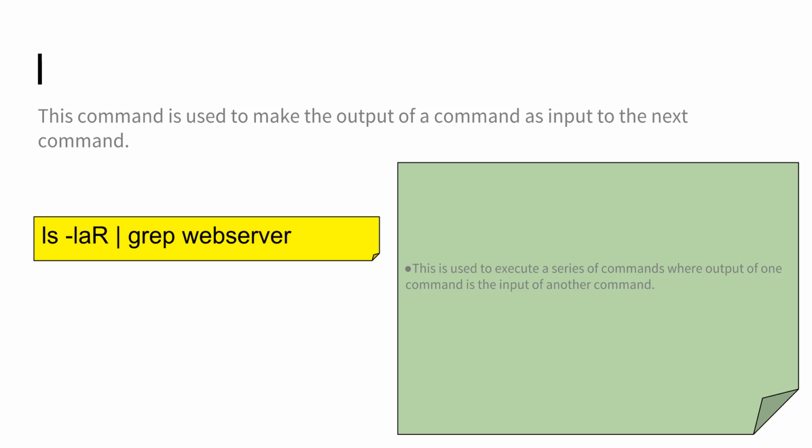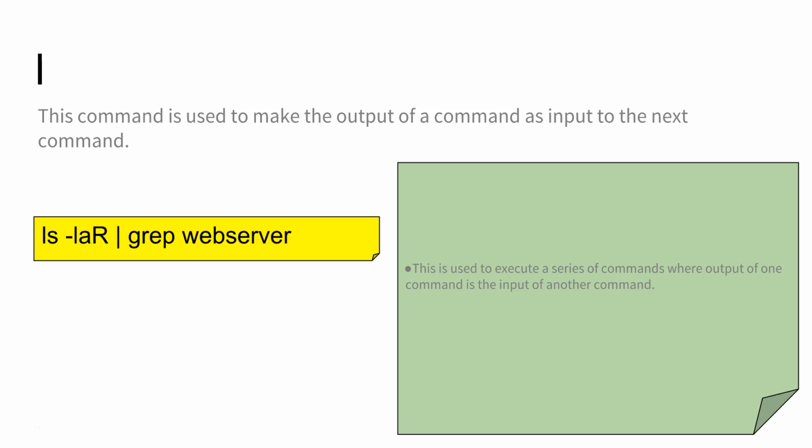The pipe symbol. Apologies for the font. It shows as if it's a straight line, but it's actually a pipe with a split in it. This operator is used to make the output of a command the input to the next. So you take the output of a command and use that as the input to the next command. As you can see from the demo, ls -lar is going to list all the files, and in that list, I want to see if there is anything having the word web server in it. I mean, not inside the file, but in the list of files and directories, is there anything with the name web server in it?